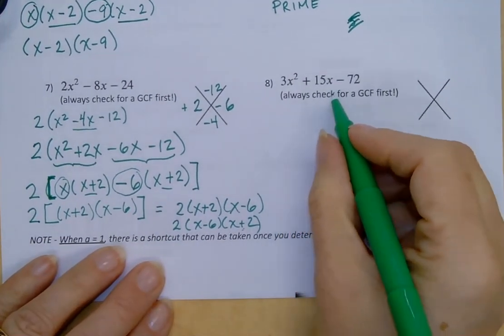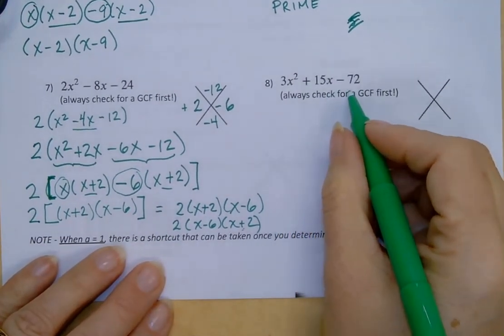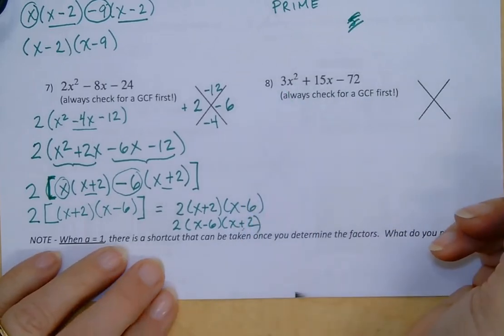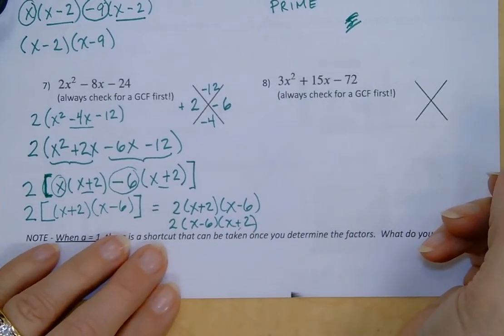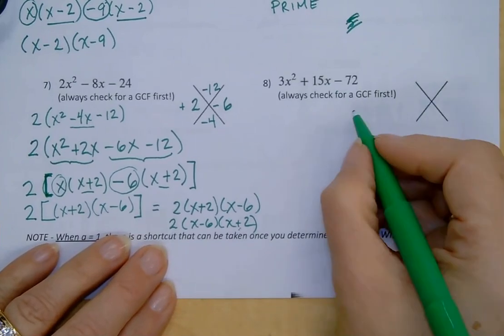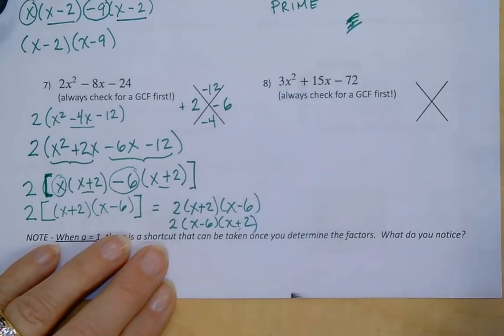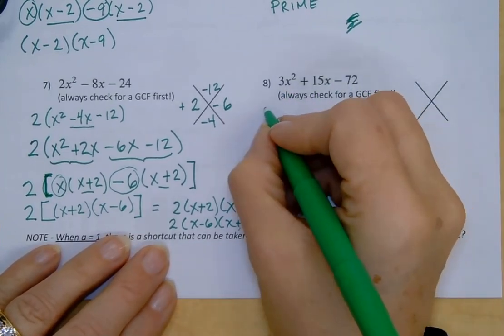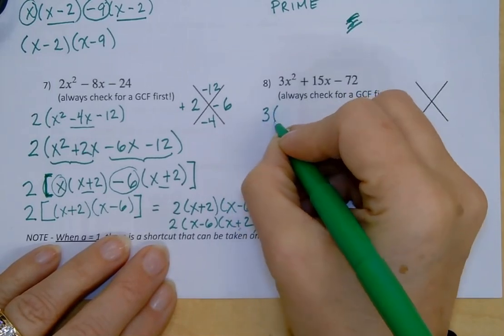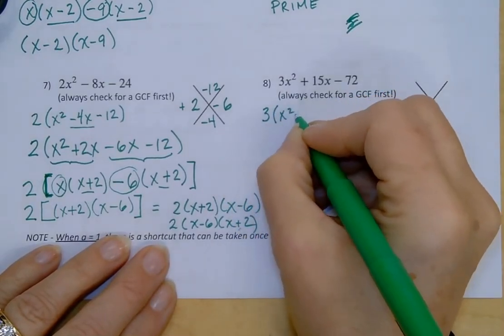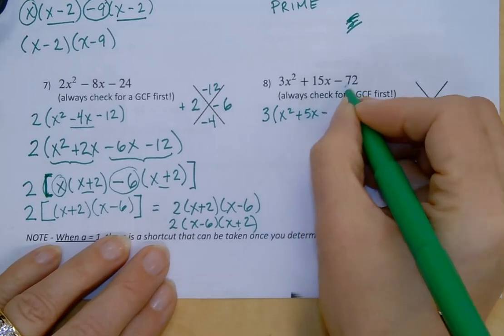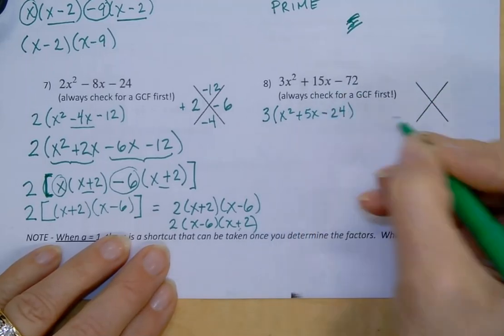All right, 3x squared plus 15x minus 72. As soon as my first coefficient is not 1, I'm going to think about whether there's a greatest common factor. And there is. Each one of these is divisible by 3. So let's pull out our 3. And that leaves me with x squared plus 5x minus 24.